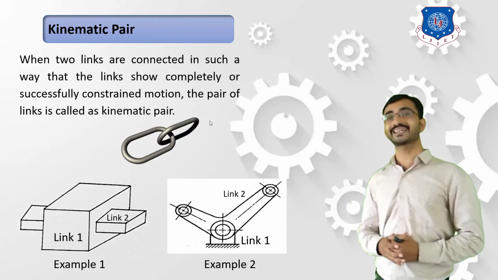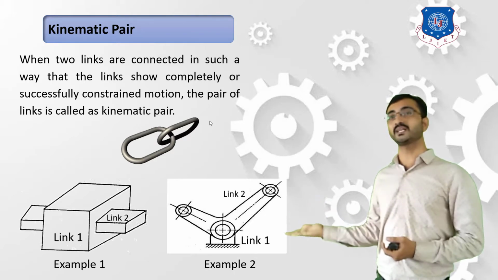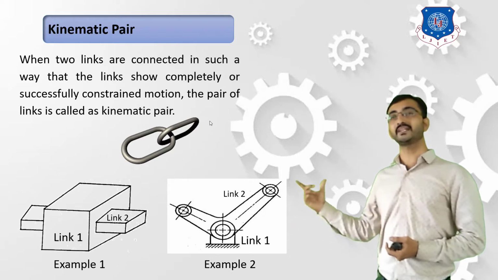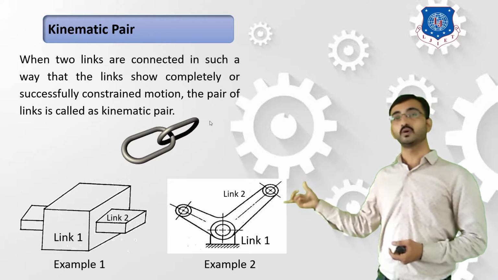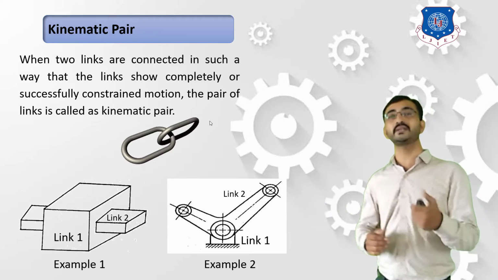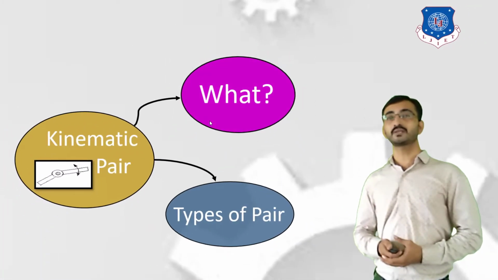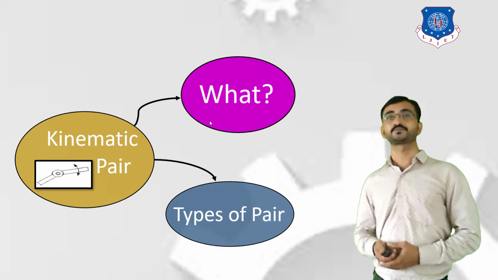Let's refer to the second example. In the second example, again link number 1 is fixed. Now with respect to this fixation, link number 2, that is your L-shaped link, can rotate. So these two combinations can be termed as a kinematic pair. Okay, now after learning about kinematic pair, let's learn the types of kinematic pairs.